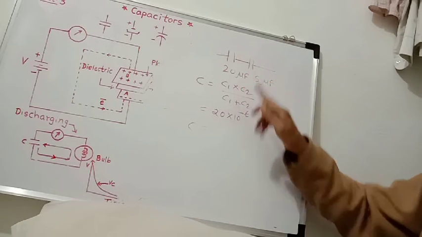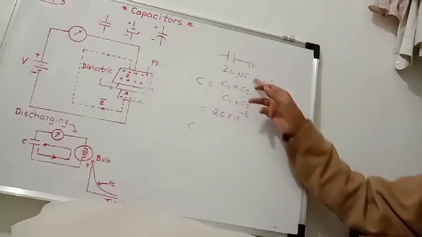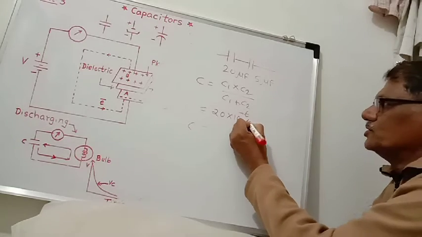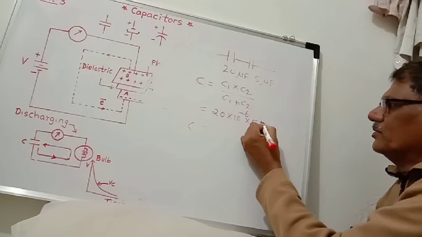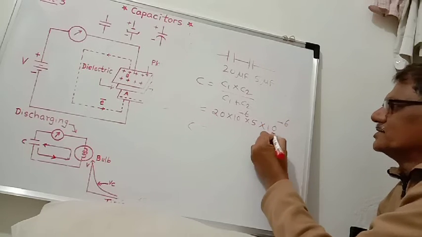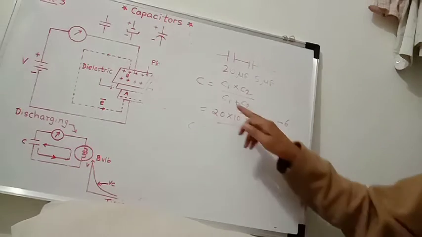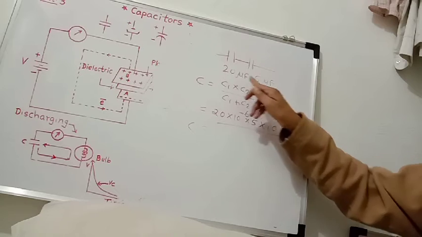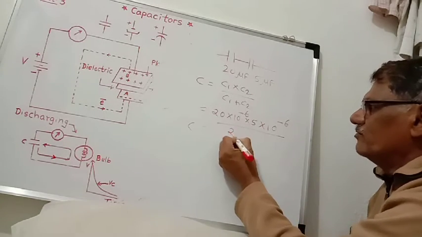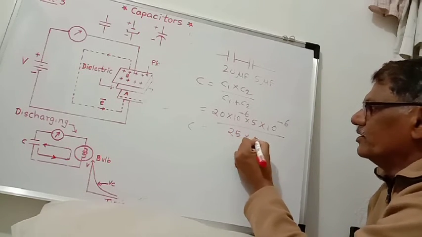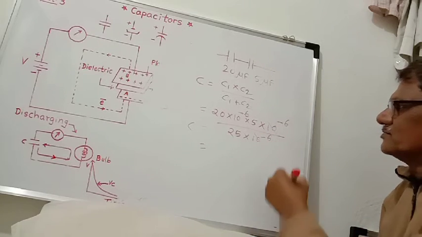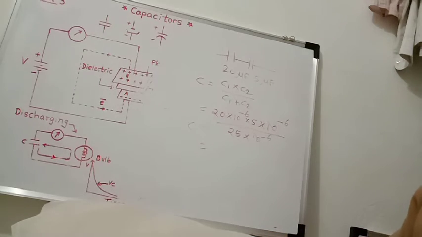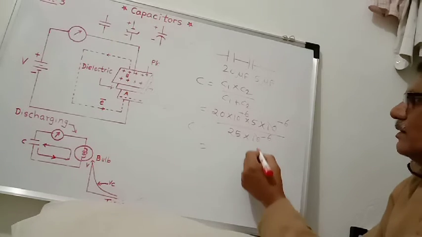So we have to convert microfarad into farad. Into C2, what is C2? 5 microfarad. So 5 into 10 raised to minus 6, divided by C1 plus C2, that is 20 plus 5, means 25 microfarad, means 25 into 10 raised to minus 6. So 10 raised to minus 6 will cancel here.